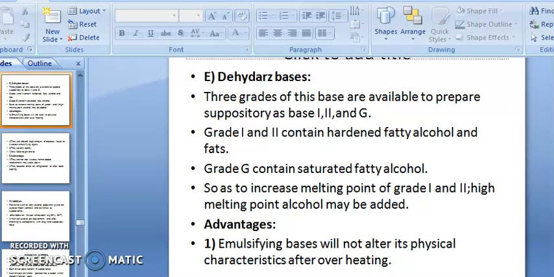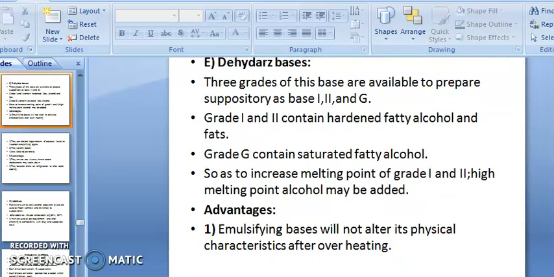Then the Dehydag bases. Three grades of these bases are available to prepare suppository bases: first, second and G. Grades first and second contain harder fatty alcohol and fat. Grade G contains saturated fatty alcohol so as to increase the melting point of grades first and second. High melting point alcohol may be added. These are the Dehydag bases.